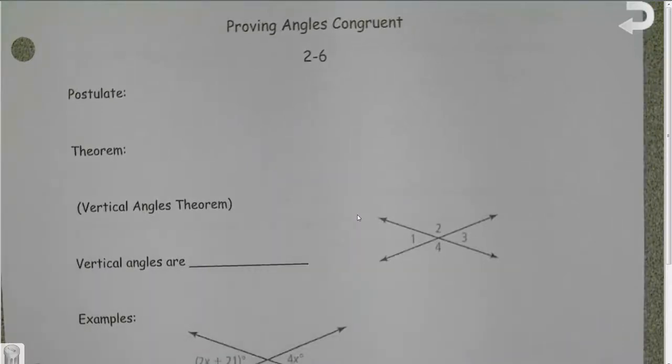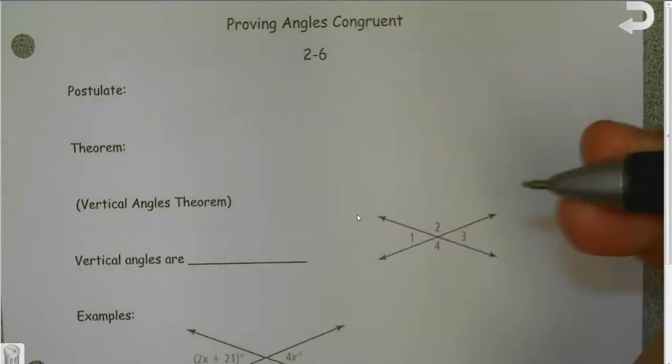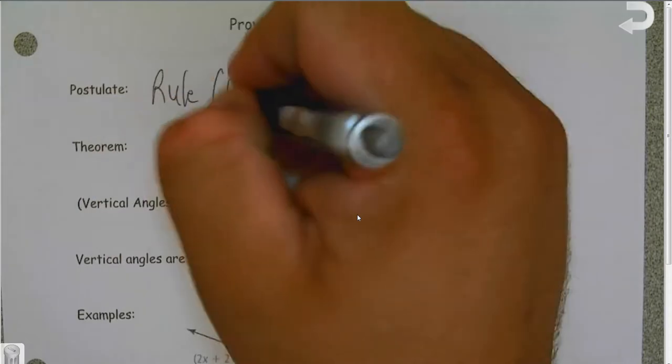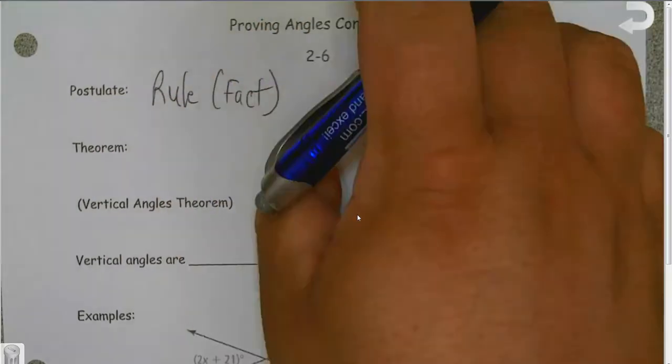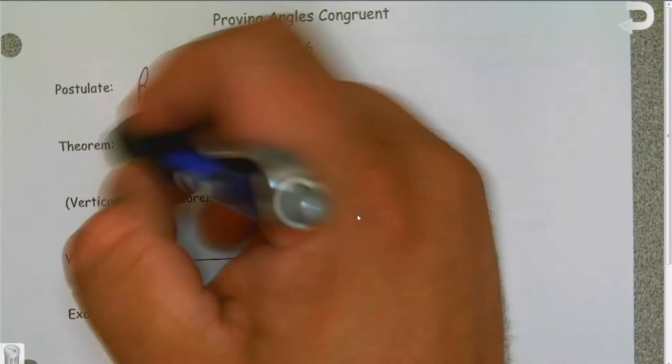Alright, so today we're going to be working on proving angles congruent. A couple things we want to talk about is postulate. We know that that is a rule or a fact. A theorem is something you can do based on a postulate.